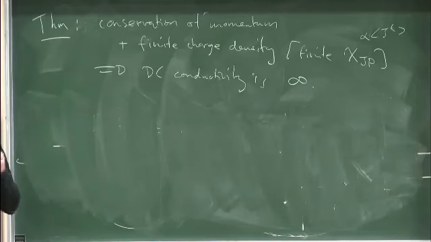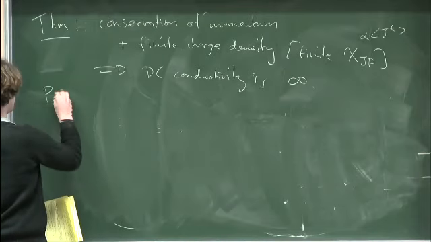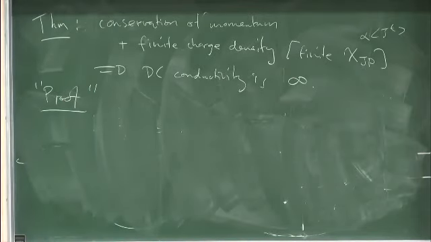And this is really an intuitive statement. There's a bunch of charge. You apply an electric field, and if there's a net charge, it just accelerates away, and you don't reach a steady state. But I want to give a sort of outline of a proof of this.